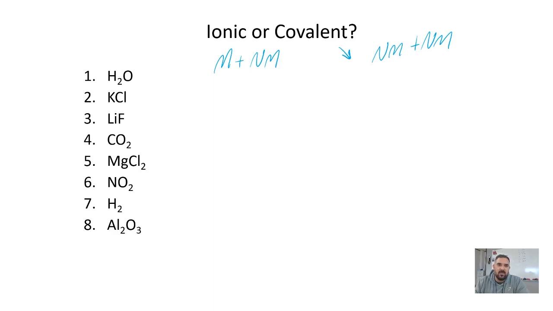So let's go ahead and take a look. Basically, if your first element is a metal, it's ionic. If the first thing is a nonmetal, then it's covalent. So over here we got H2O, no metals involved. This is going to be covalent. KCl, that's ionic. Lithium fluoride, ionic. Carbon dioxide, that's covalent. Magnesium, that's ionic. Nitrogen, that's covalent. H2 is covalent, and then aluminum, that's ionic. So this is the first step you need to do the Lewis dots.